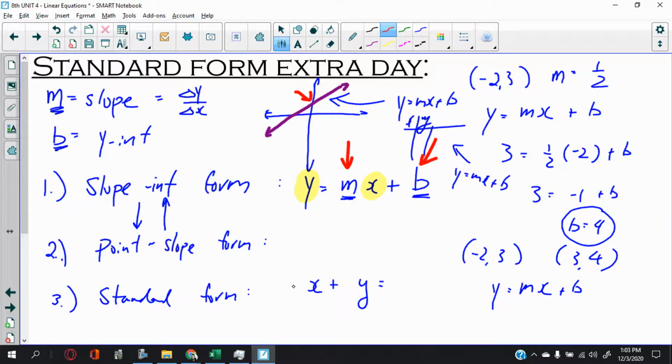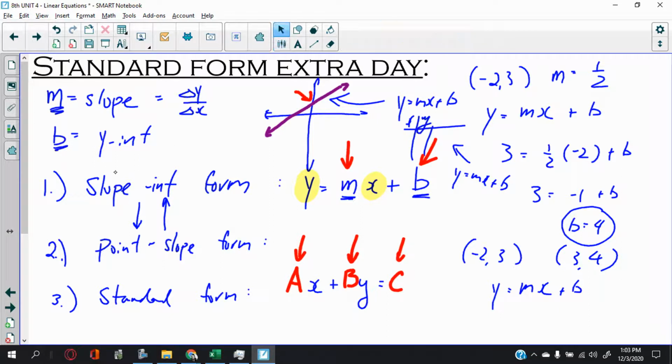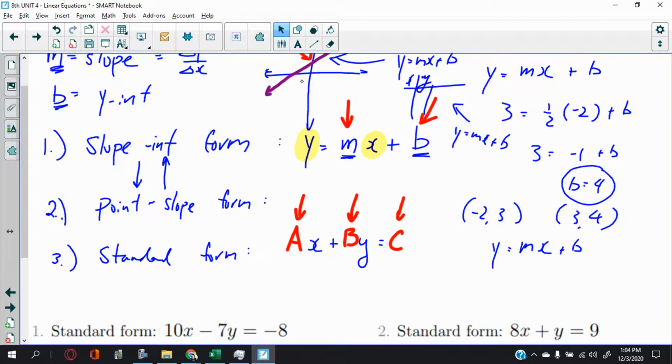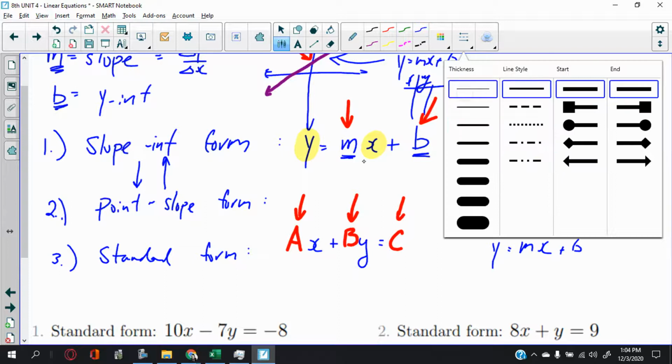The only thing that you have to add in is the letters A, B, and C, which, by the way, are just numbers, okay? And I think that's where you guys were stuck, right? Now, very quickly, why do we use a standard form? Because we want to graph it, right?